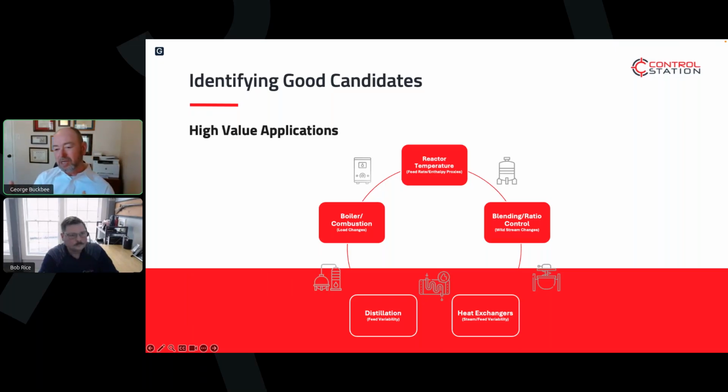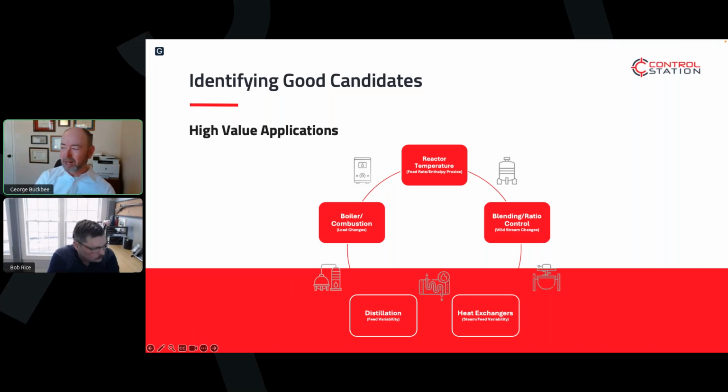These are good. The reason these are all good examples is because they tick many of the bullets that Bob already talked about. They are expensive processes, they consume a lot of energy, so it's going to be worth your while to make some improvement here. They are generally fairly well instrumented, so you can see some of those disturbances coming along before they hit you. You can see the change in feed streams, the change in feed temperatures, and some of those kinds of things ahead of time.